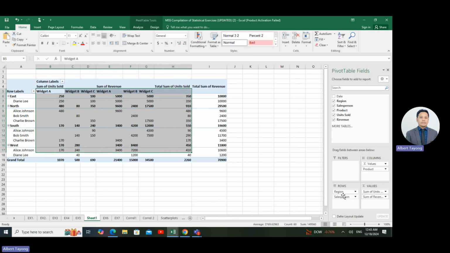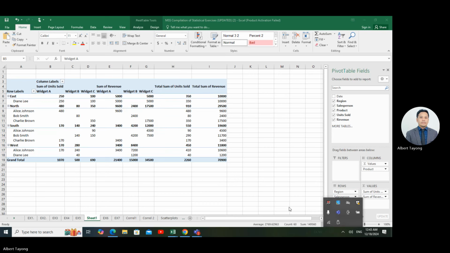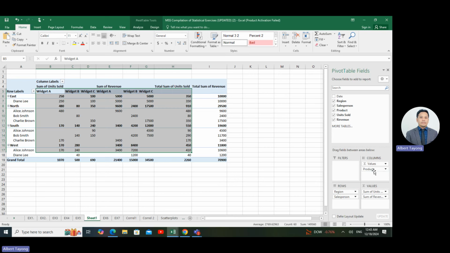So as you can see, under our rows, we have only region and salesperson. And product is transferred to the column. Now, the units and the revenues are numbers. These are numerical values. So automatically, these values fall under the values.